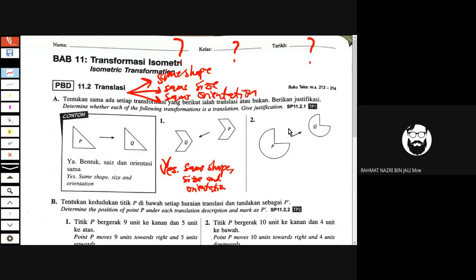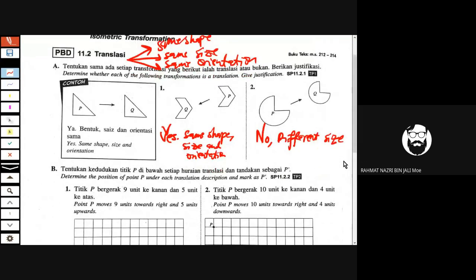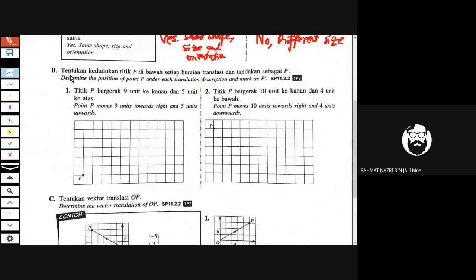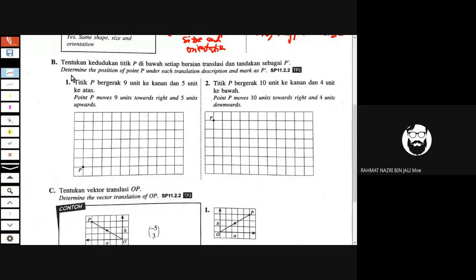Okay, question number 2. This one is bigger compared to the Q1, so no. Okay, good, thank you, Gloria. Well, the answer is no, different size. The reason is different size. Okay, B. So I can skip.